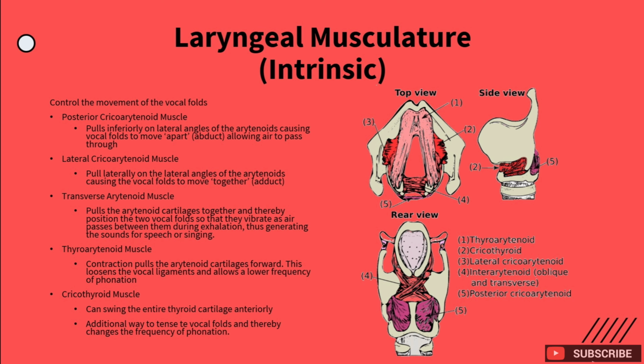Next, you have the thyroarytenoid muscle, and this contraction pulls the arytenoid cartilages forward. This loosens the vocal ligaments and allows a lower frequency of phonation. Last is the cricothyroid muscle, and this can swing the entire thyroid cartilage anteriorly. It is an additional way to tense the vocal folds and thereby change the frequency of the phonation.